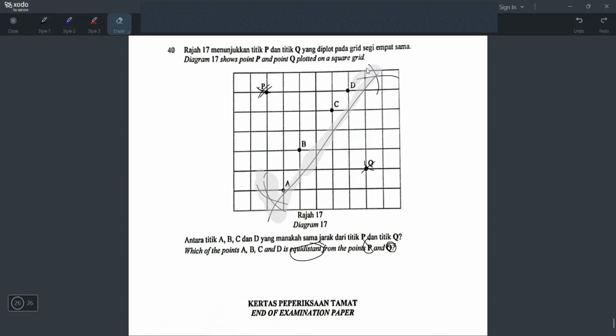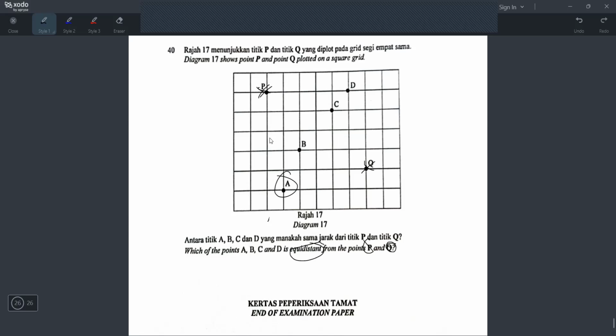So after you draw with the compass, it means you are drawing the perpendicular bisector, all right? The line that you draw, the one I showed you just now, that's the perpendicular bisector. And you see A, B, C, D, which one passes through? Only one of these answers will pass through. Okay, and the answer is A.